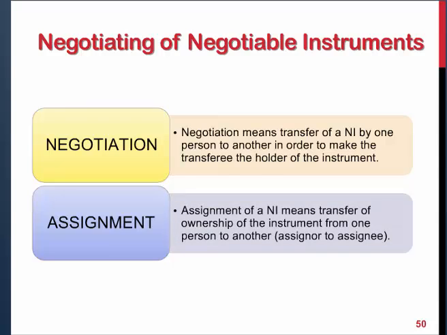Assignment. Assignment of a negotiable instrument means transfer of ownership of the instrument from one person to another, that is, assignor to assignee, whereby the assignee becomes entitled to recover the amount due on the instrument from the parties liable to pay.